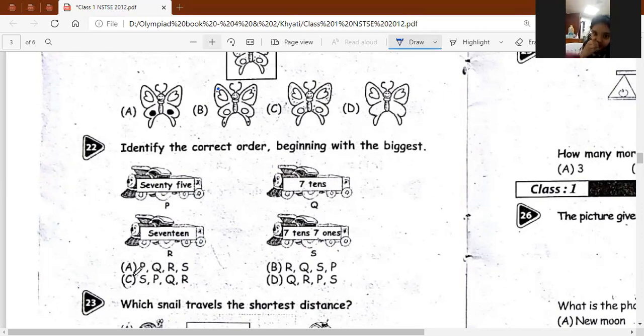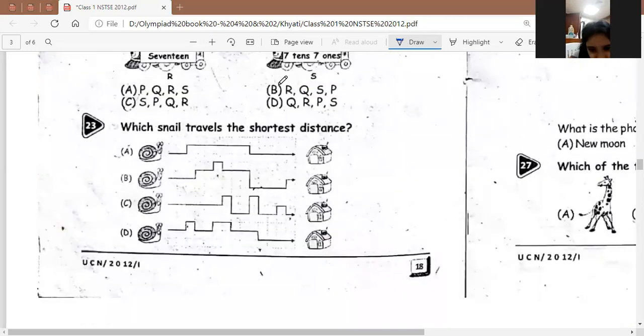See, yes, it's the right answer. 23. Which snail travels the shortest distance? D. Shortest, not the longest. Which snail travels the shortest distance?